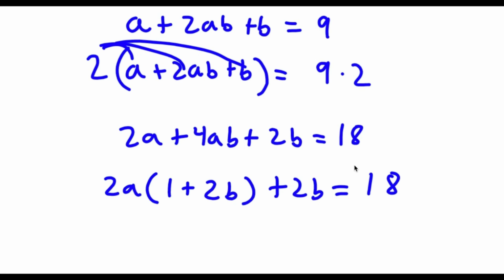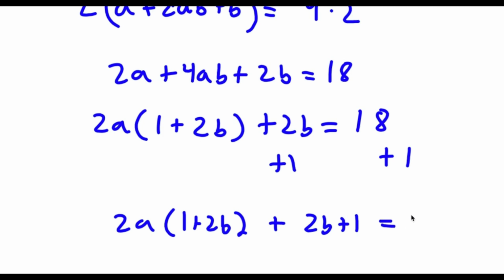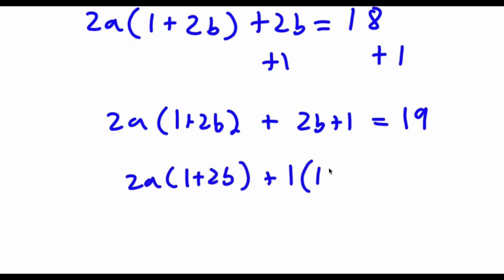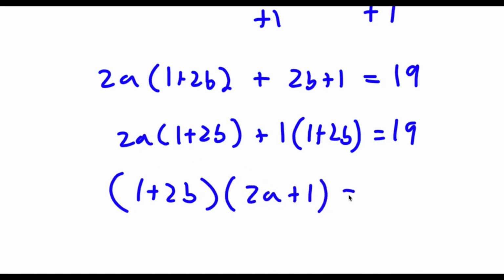Now I'm going to go ahead and add 1 on both sides. So now I have 2a times 1 plus 2b plus 2b plus 1 is equal to 18 plus 1, which is 19. Now 2b plus 1 we can rewrite as 1 times 1 plus 2b. So now if I factor out 1 plus 2b from here, I get 1 plus 2b times, all that's left is 2a plus 1. And this is equal to 19.